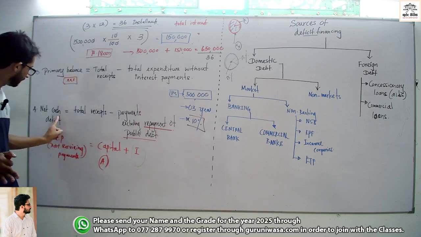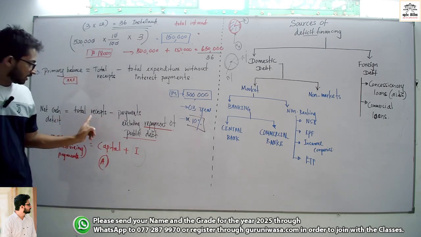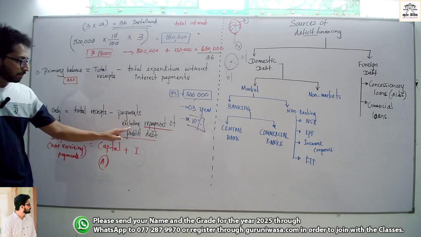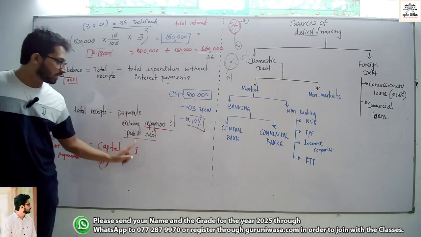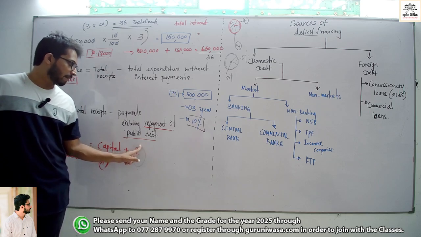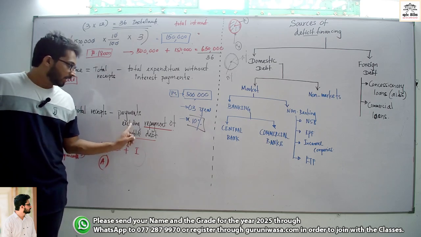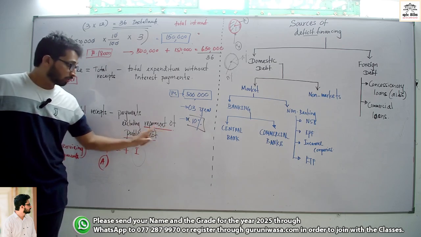When calculating net cash deficit, Sandil, it is total received minus payments excluding repayment of public debt. Okay, excluding repayment of public debt.